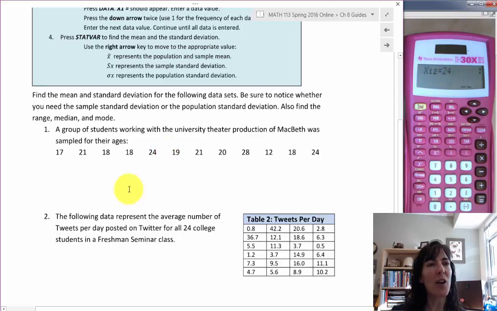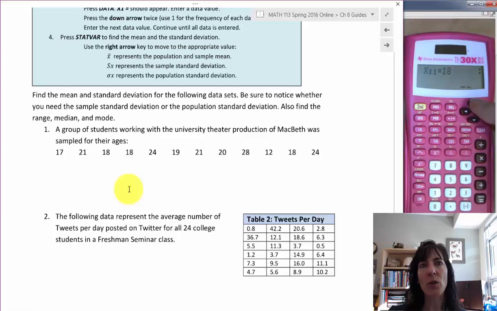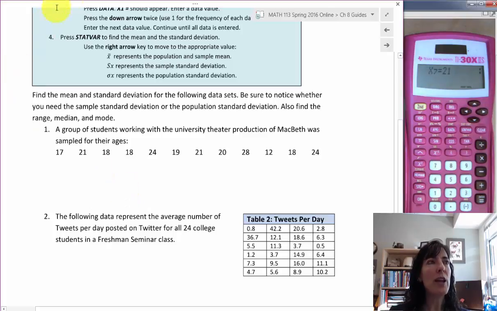So I'm pretty sure I got all of them entered. I didn't accidentally skip over one. I can use my up arrow and look through what all I put in. If I think I made a mistake, I can double check and make sure that I have everything in correctly. Now I'm ready to use StatVar to find the mean and the standard deviation.